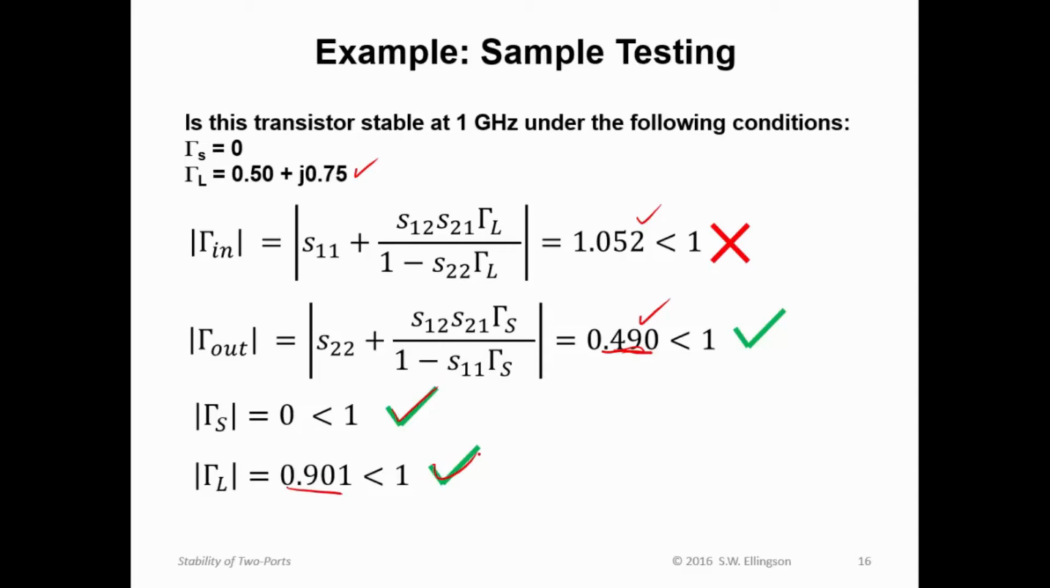That's less than 1. So if this had been less than 1, we would have been okay. The only thing that's keeping us from stability here is failing this inequality. Bottom line is, we are not stable under these conditions.